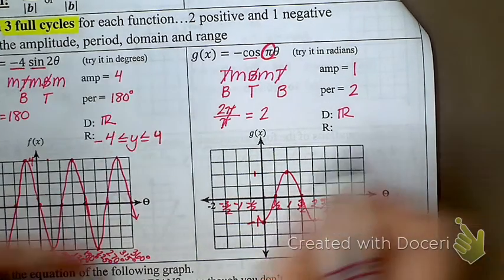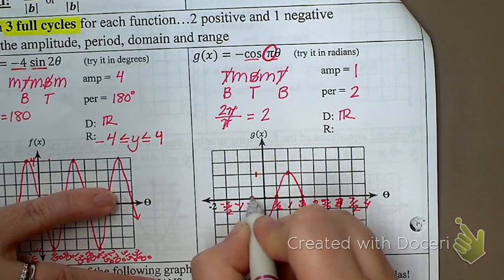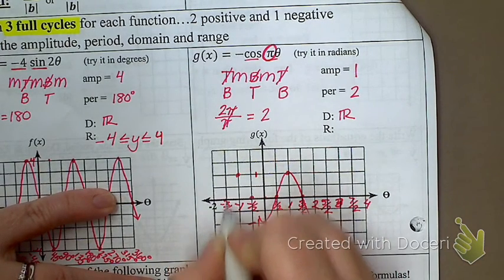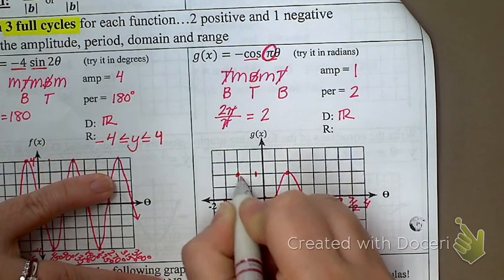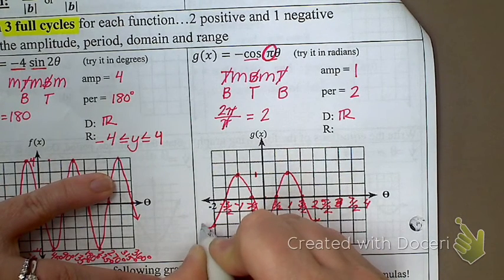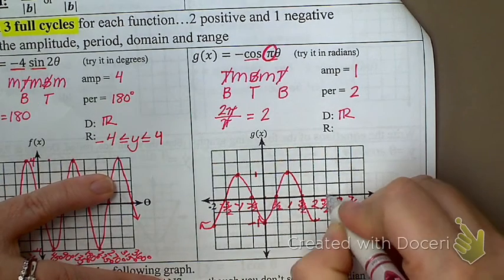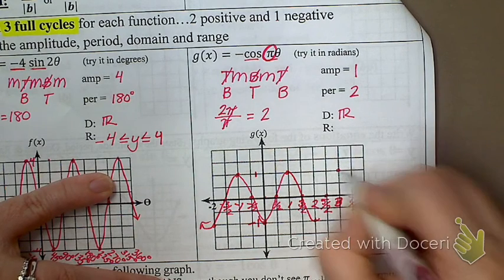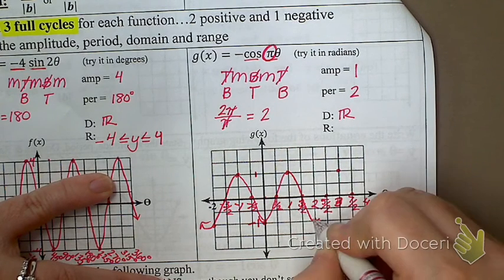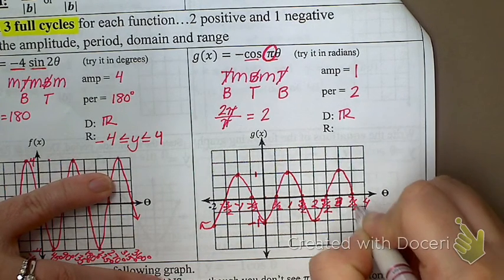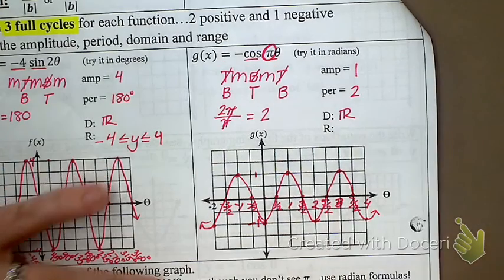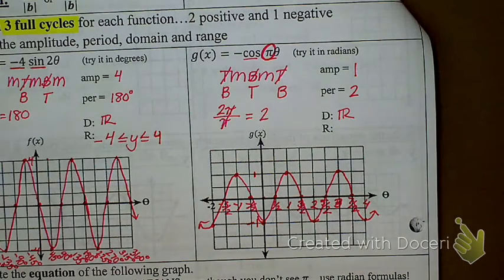So if I can follow that pattern, it's going to go middle, top, middle, bottom over here as it follows the curve. And over here, back to the middle, top, middle, bottom. So that's what the 3 full periods look like of the cosine graph.